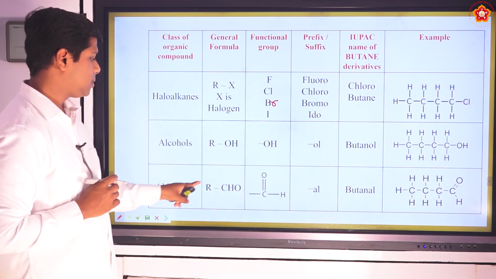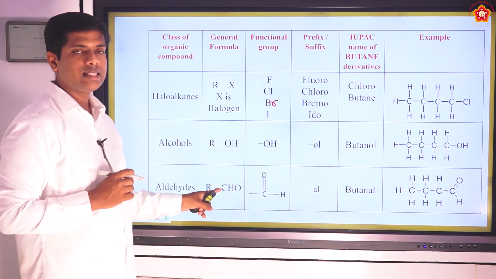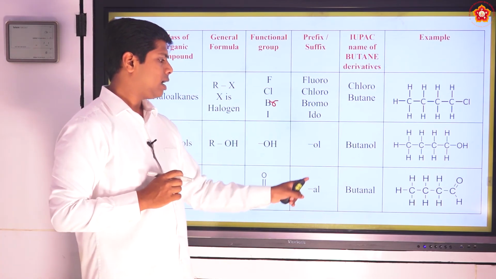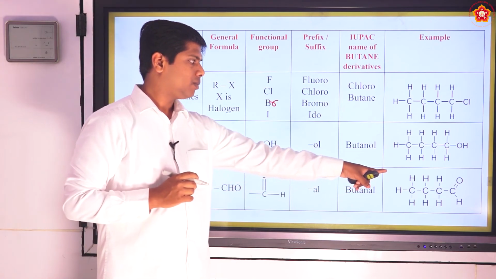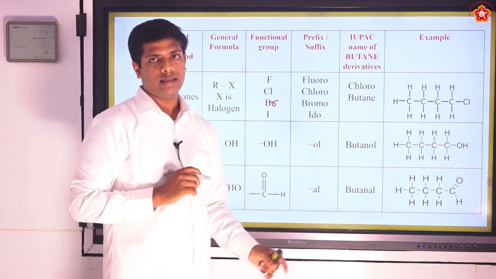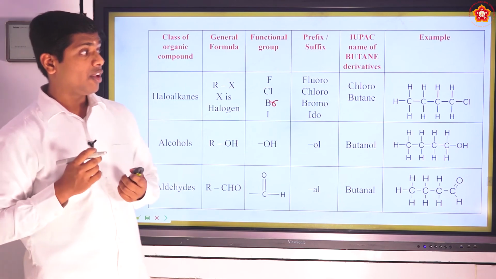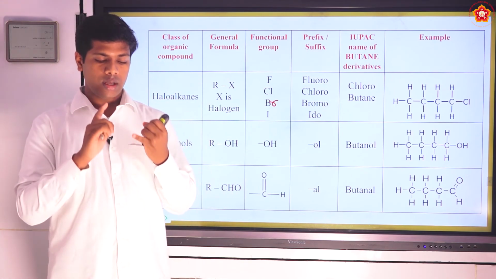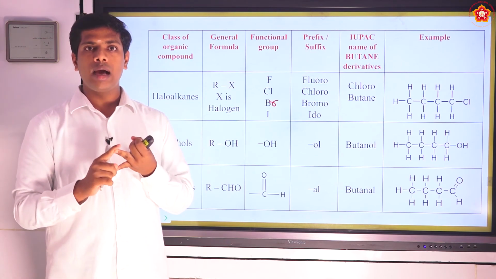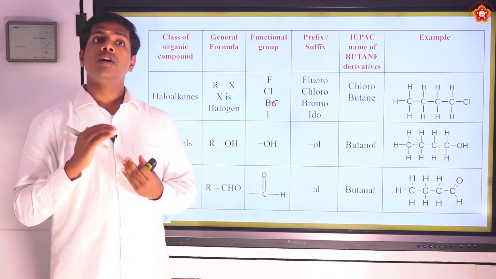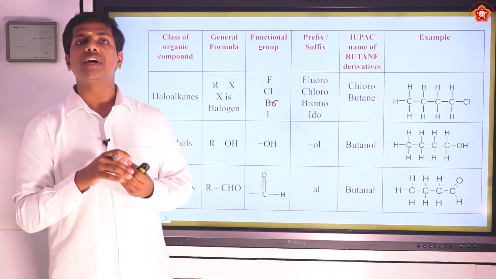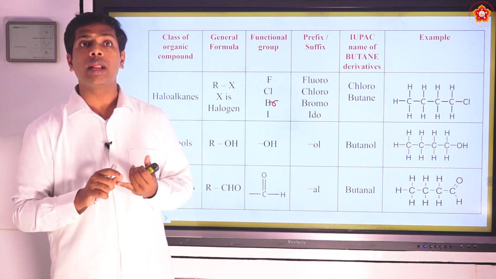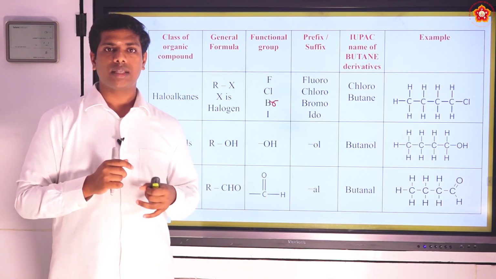Next, aldehydes. What is the general formula? RCHO. The functional group is C double bond O with H. Example: butanal. Then the structures. Today's class, we have learnt what functional groups are, and in functional groups, haloalkanes, alcohols and aldehydes. For the next class, we are going to continue with functional groups and learn about ketones and carboxylic acids.